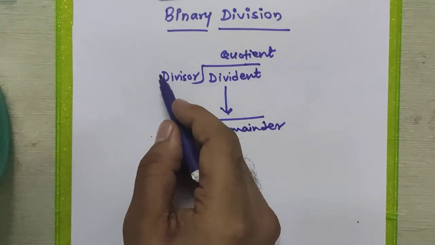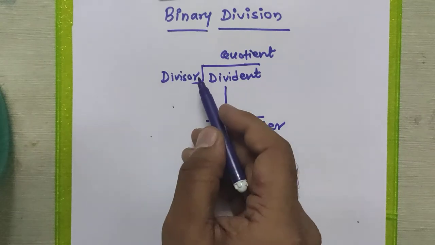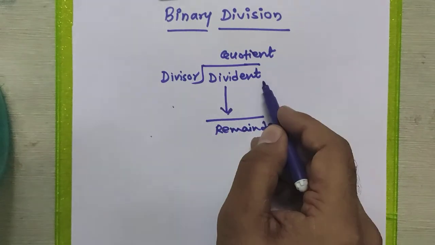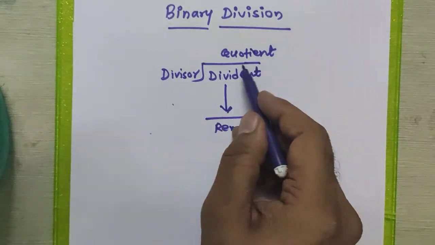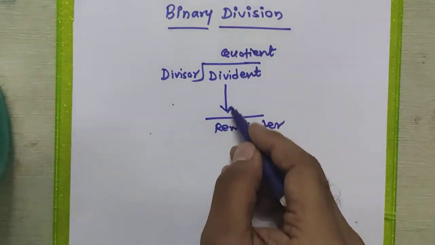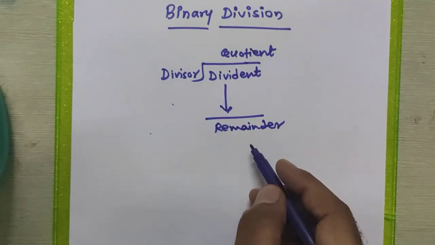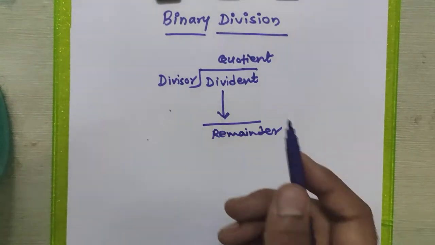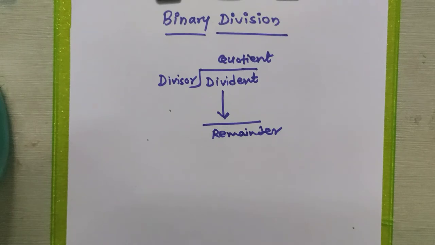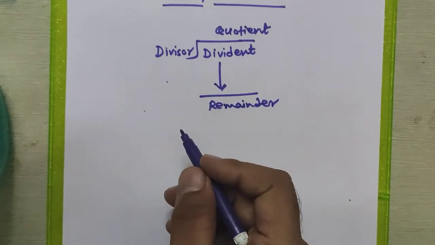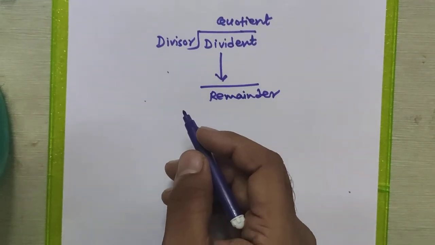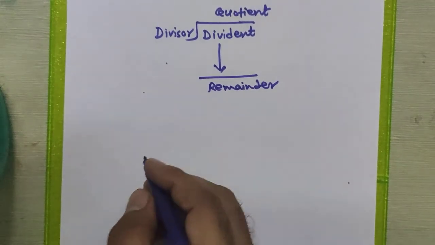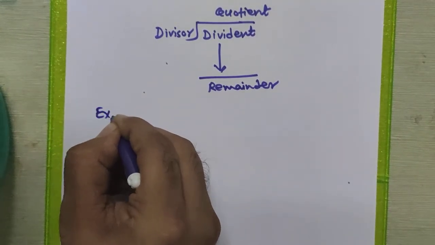What is a divisor? The number by which we divide a particular number, and the number which gets divided is called the dividend. The answer that you get is called the quotient, and the remainder will be written at the bottom. We use this structure for all division problems, so we are going to use the same method to perform binary division problems. Okay, so we'll see our first example.